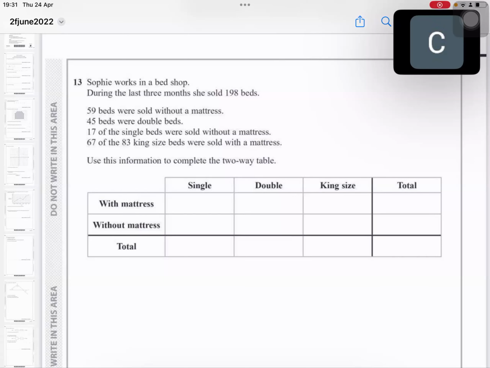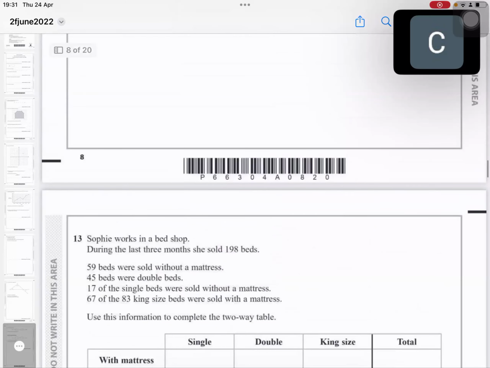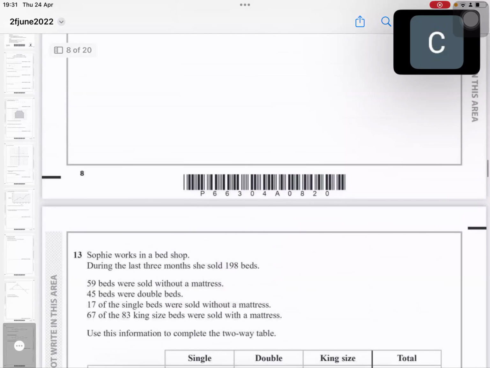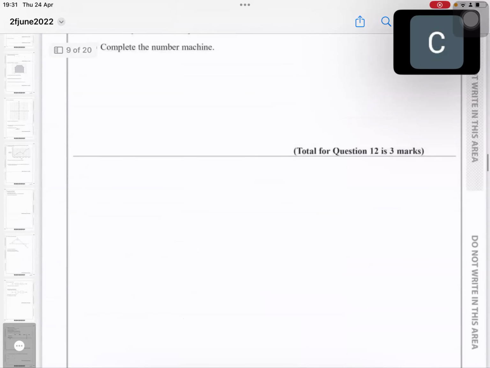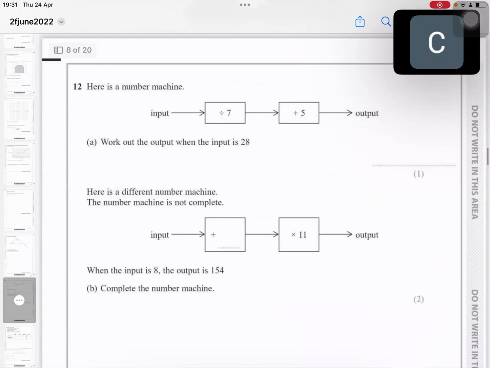Is this something you can do on your own? Yes. Okay, so it's not tricky, right? It's something you can quickly do.